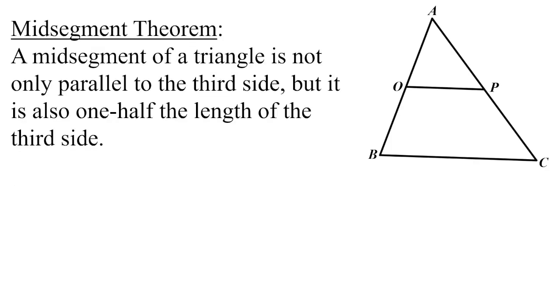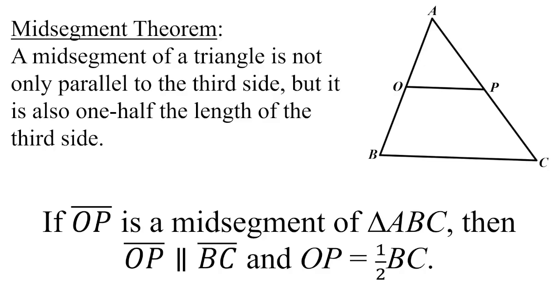So now that we know what mid-segment is, we could talk about the second theorem, which is the mid-segment theorem. A mid-segment of a triangle is not only parallel to the third side, but it is also 1/2 the length of the third side. So we have two things happening in this theorem. First, segment OP is parallel to segment BC, and the length of segment OP is 1/2 the length of segment BC.